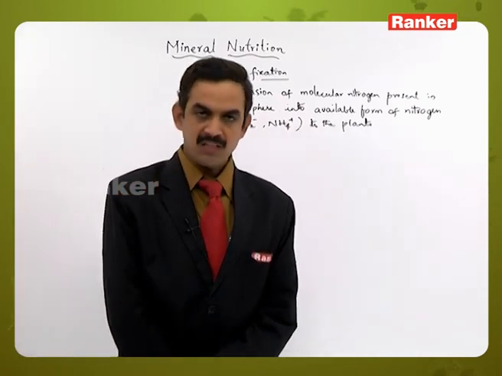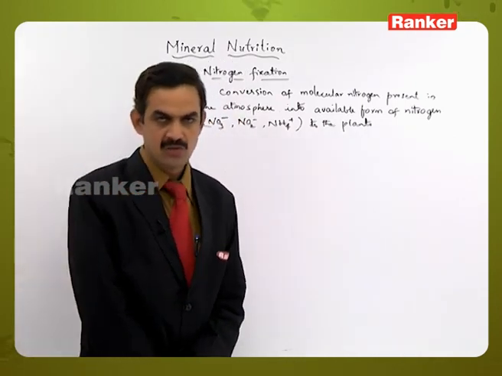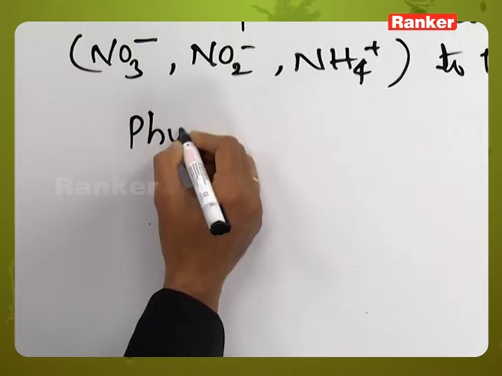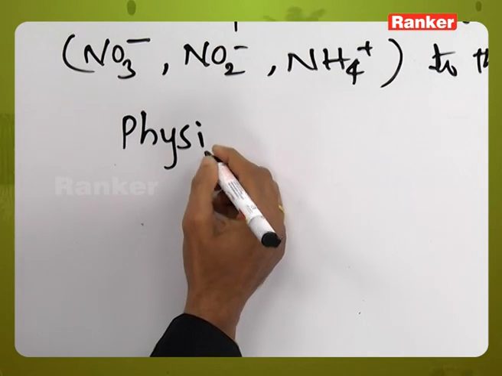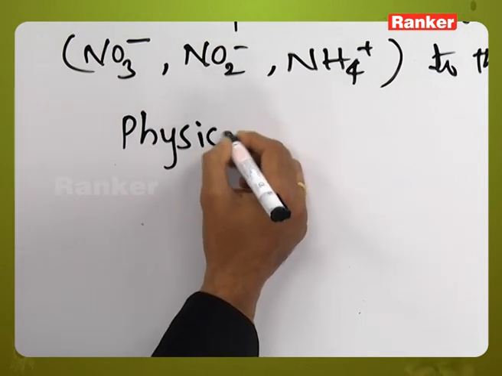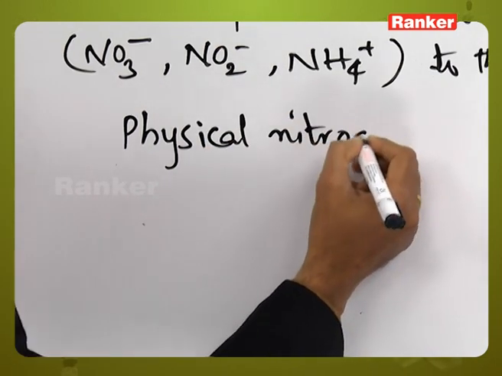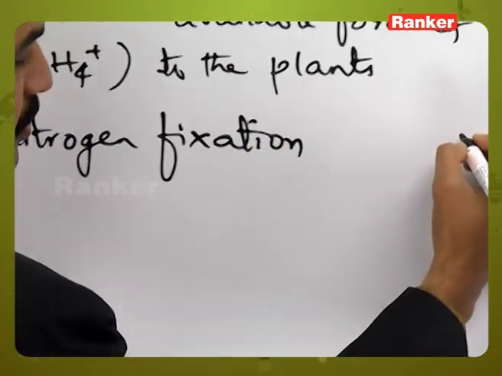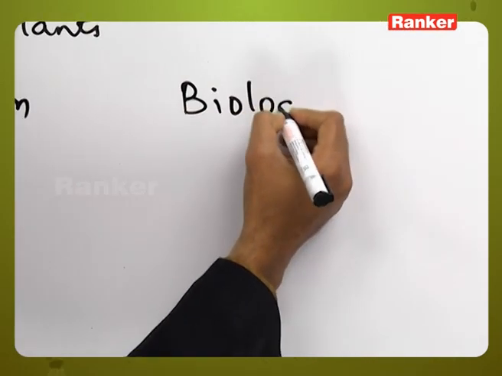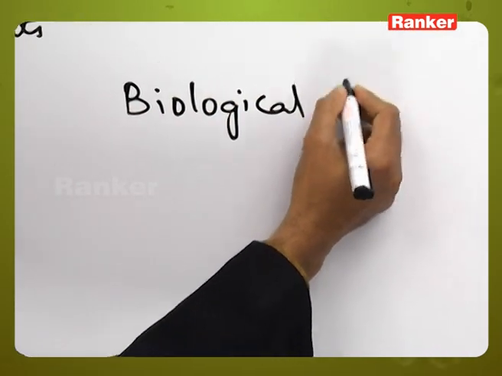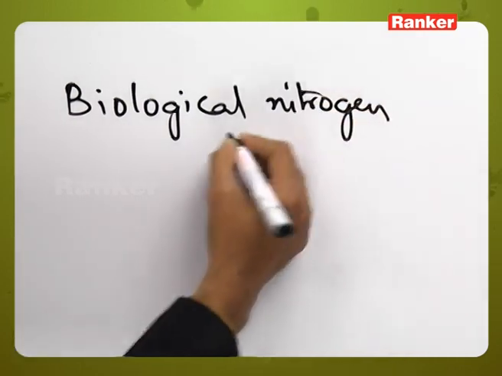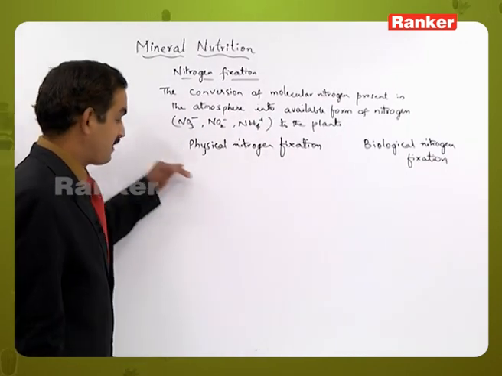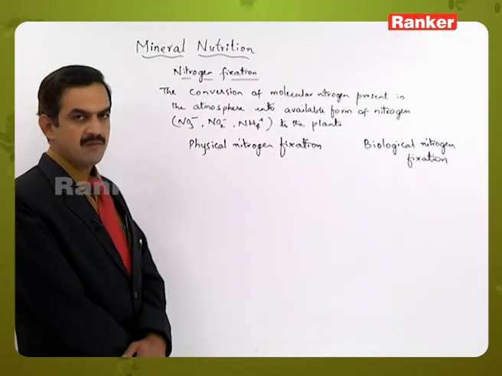So here there are two types of nitrogen fixation. One is called physical nitrogen fixation, or we can call it abiological. And the other one is called biological nitrogen fixation. So let us start with the first one, physical nitrogen fixation.